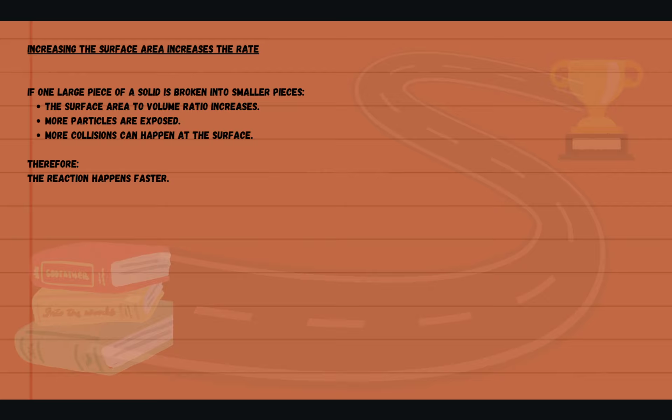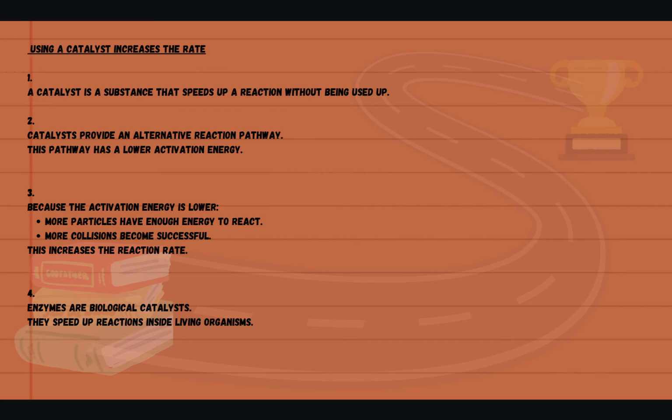Increasing the surface area also increases the rate. So if one large piece of a solid is broken into smaller pieces, the surface area to volume ratio increases. More particles are exposed and more collisions can happen at the surface. Therefore, the reaction happens faster.